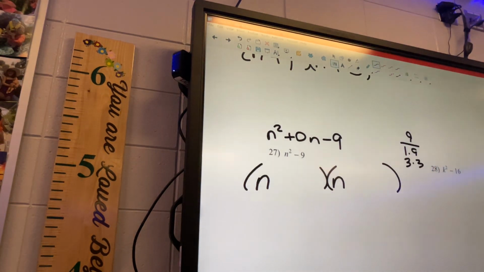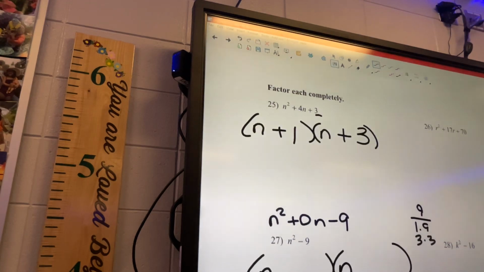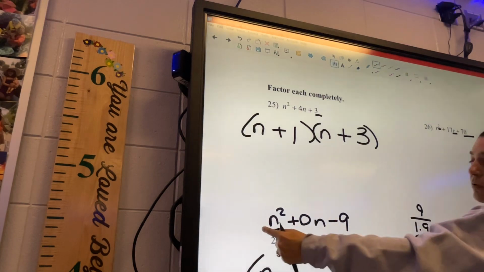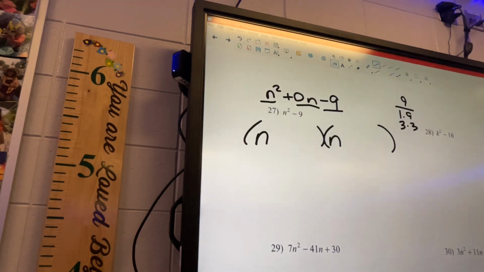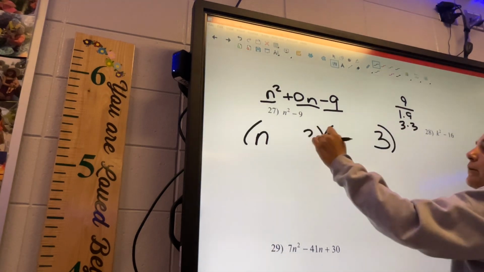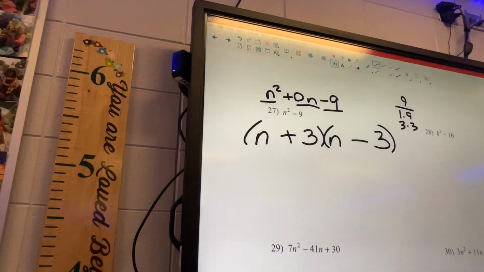Okay, because you should always have one with an n squared, one with just an n, and then one that's just a number. And so here I got an n squared, just an n, and just a number. So what group could give me a 0? 3, 3. Okay, and how could I make that happen? Negative, positive. Yeah, one would have to be a plus, one would have to be a minus. Does it matter which way you put it? No, you could do a minus then plus.